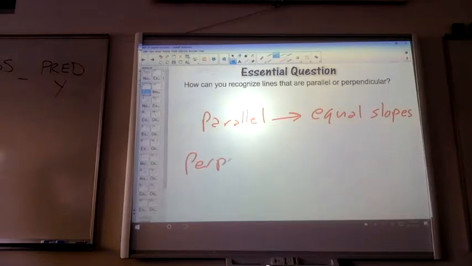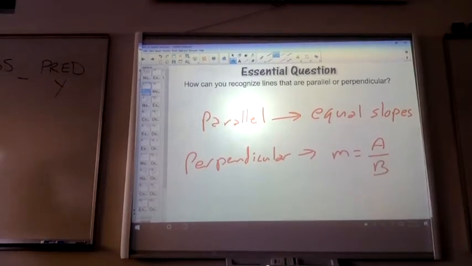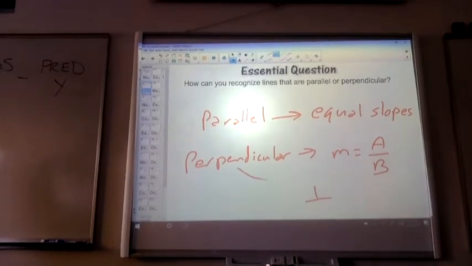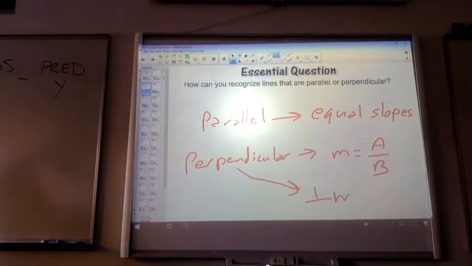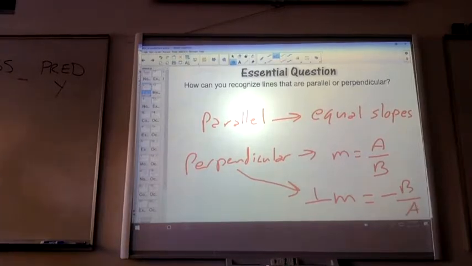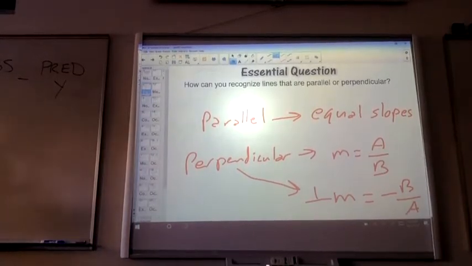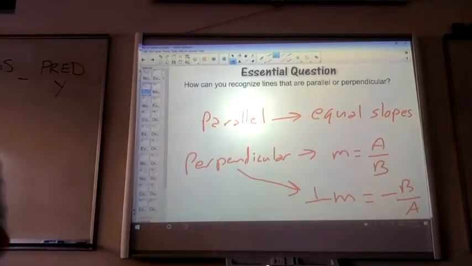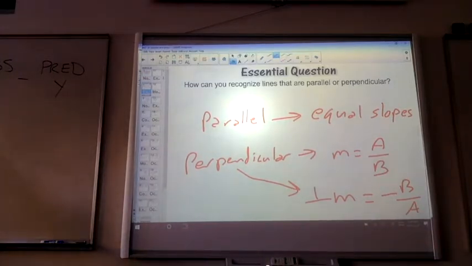Perpendicular, if you had a slope of one of the lines being A over B, the perpendicular slope, so this little upside down T means perpendicular, is going to be opposite sign and reciprocal, so a negative reciprocal. So if you had a slope that was 2/3, the perpendicular slope would be -3/2. If you had -5/4 as a slope, the negative reciprocal of that is +4/5. Okay? So it's flipping the fraction. It flips and changes the sign.